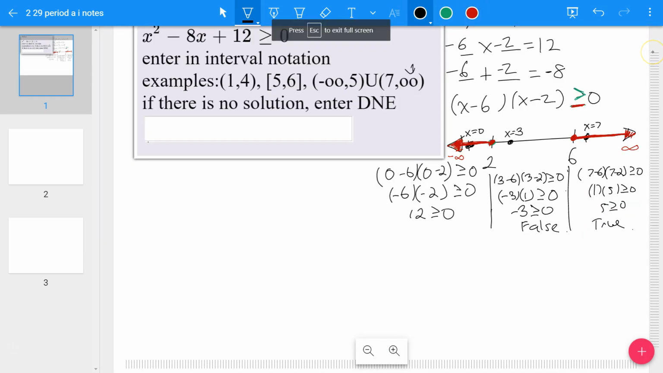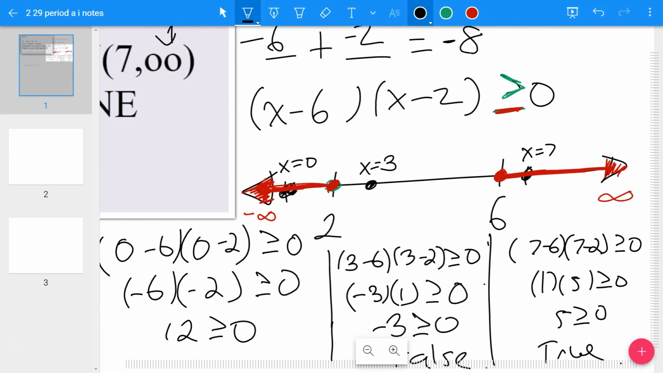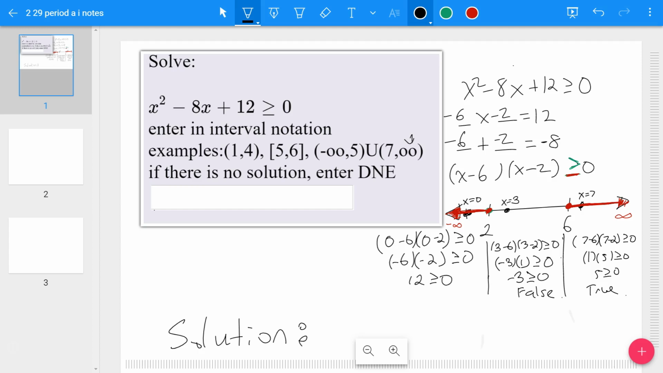So let's write the solution. So the solution in final form will look like this. You read the number line. When you read the number line and you write the solution, be careful. Read the number line from left to right. Okay? So remember that means the following. Negative infinity, 2, gap, 6, positive infinity. When you write the solution, you're reading from left to right. So when I do that here, it'll look like this.